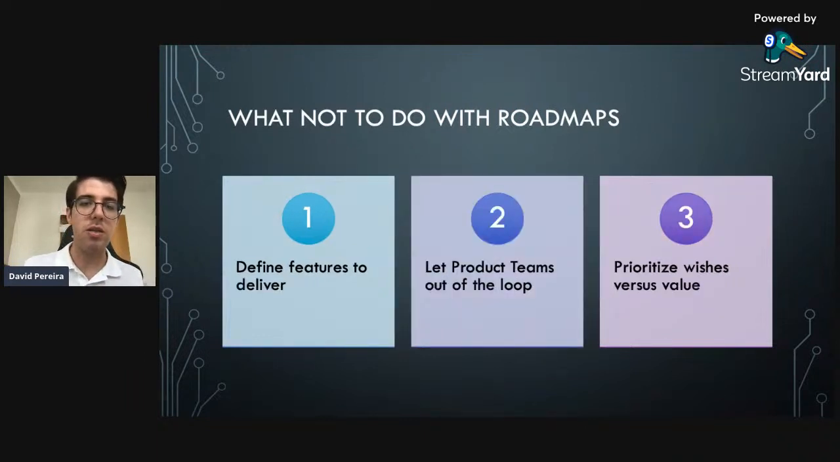And the other one is the prioritization is based on wishes. It's a political way of prioritizing. Well, in this case, there's no way roadmaps are going to be successful.